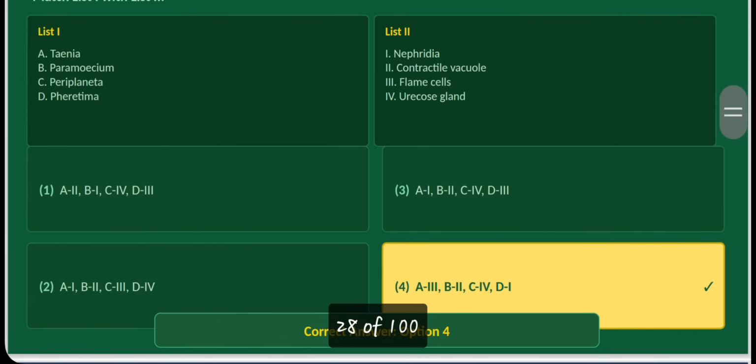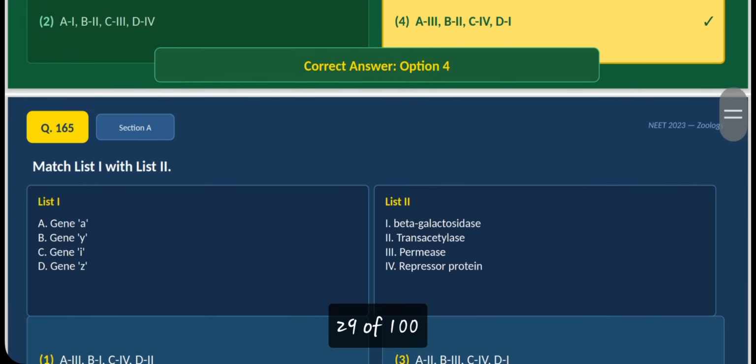B, Paramecium, contractile vacuole. Periplaneta, that is cockroach, would have the urate gland. C, Periplaneta americana. Pheretima is the scientific name of earthworm. They would have the nephridia. So the fourth option is correct.